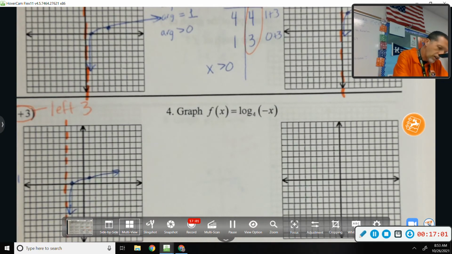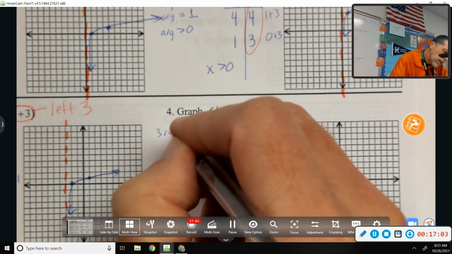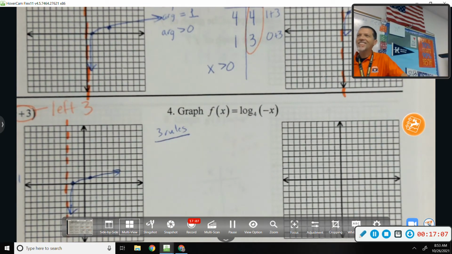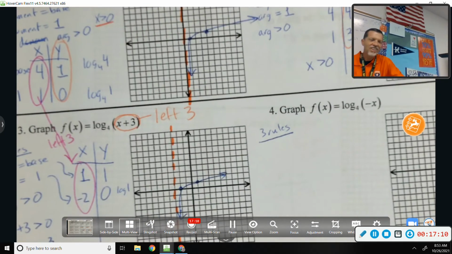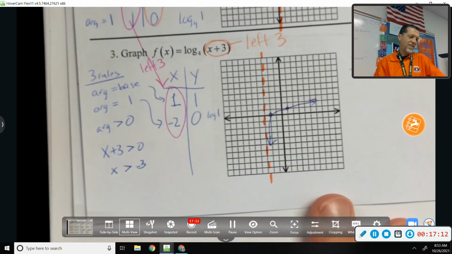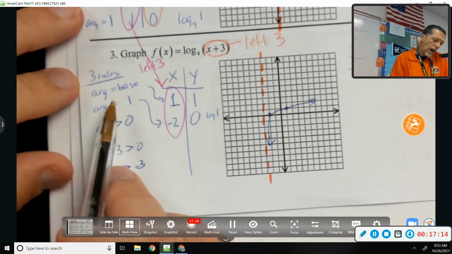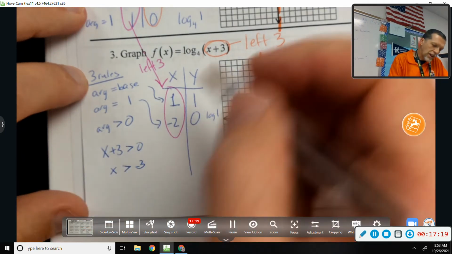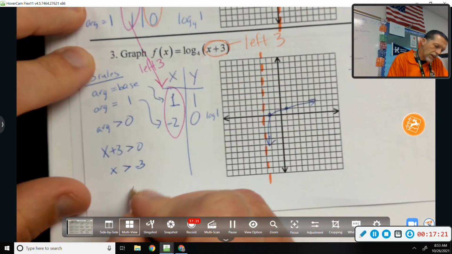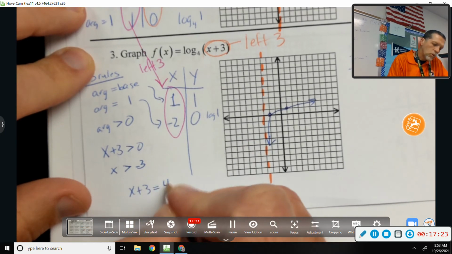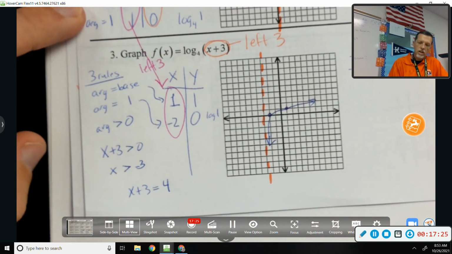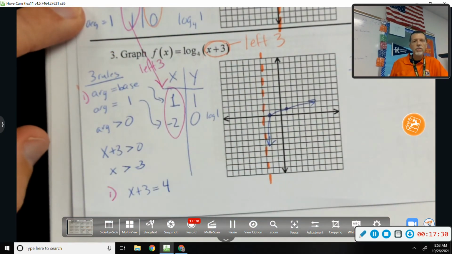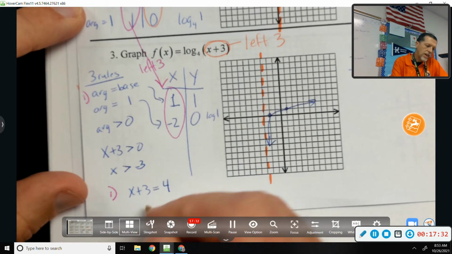Number 4. 3 rules. Maybe you're tired of writing them down, but I want to emphasize it. Yes, Haven. Can you go back to number 3? Sure. So I want the argument to equal the base. I was running out of room here. If I want the argument to equal the base, that means I want x plus 3 to be 4. Step 1. Make the argument equal the base. So that means x should be 1.